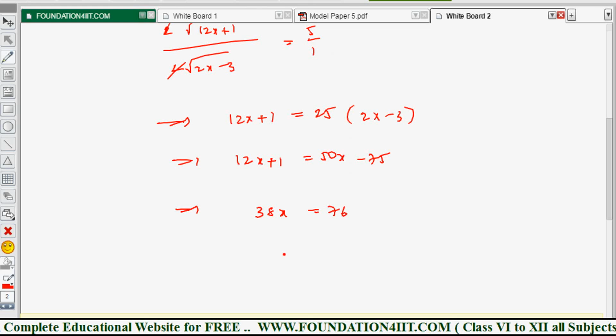38x is equal to 76. Then x is equal to 2 from this. Right? X value is 2. This is about this question.